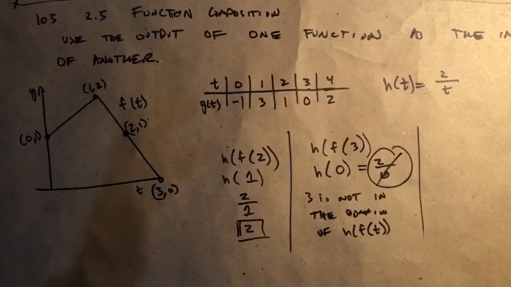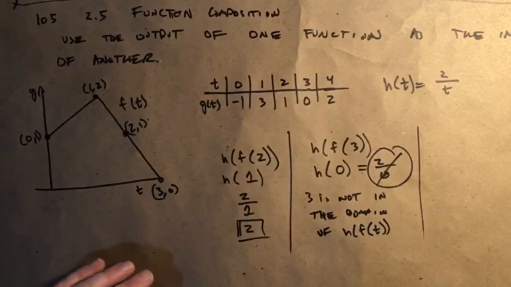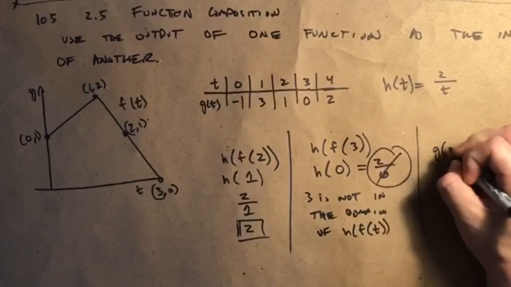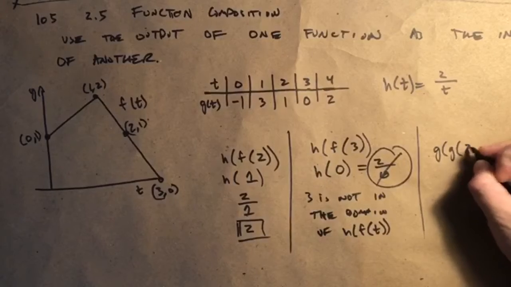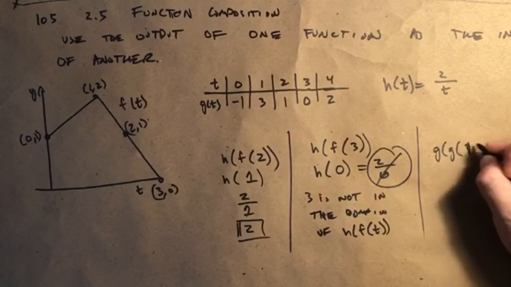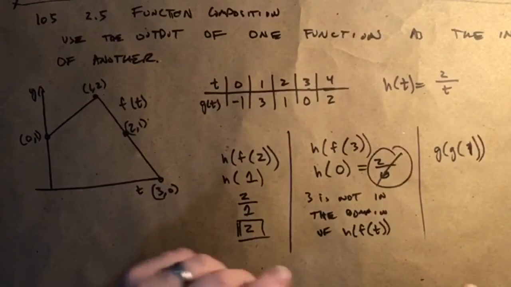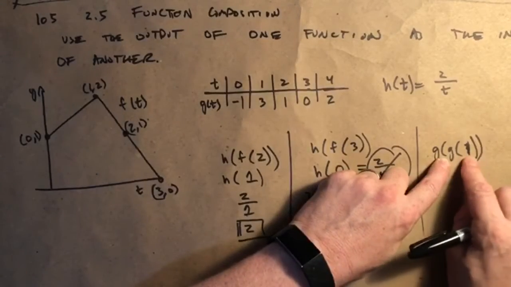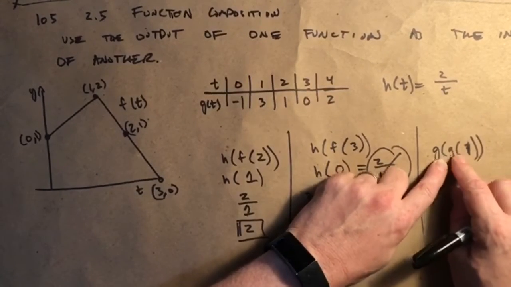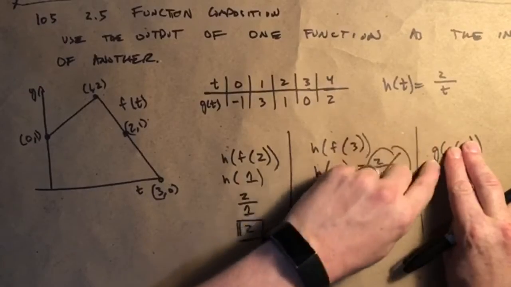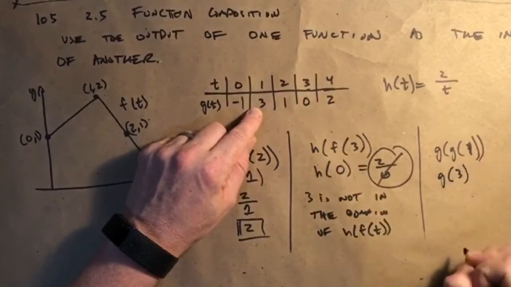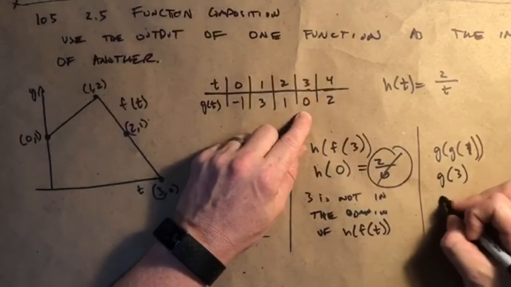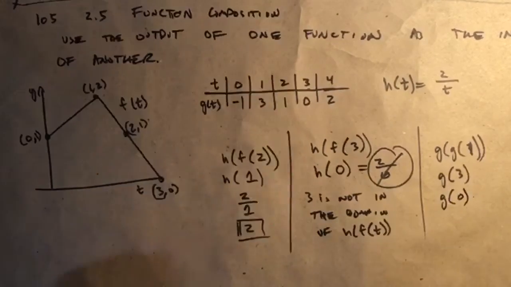Yes? Let's go another one here. What if I did something like G of G of 1? The idea here is first I'm going to go G of 1, and the output of G of 1 is going to be the input to this other G function. So G of 1 is 3. And now G of 3 gives us that joyous 0.